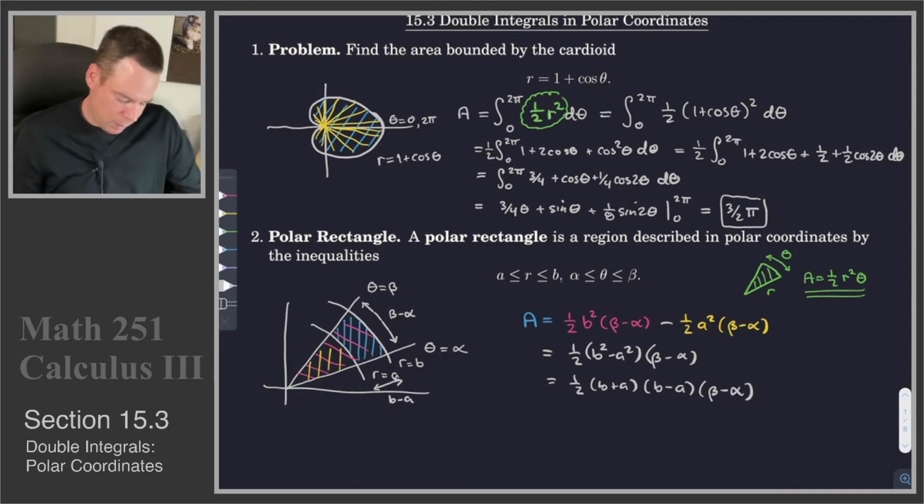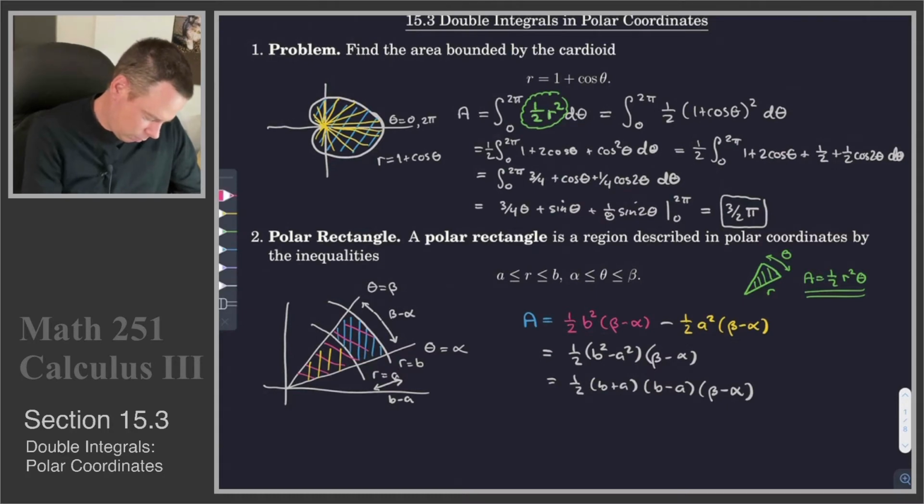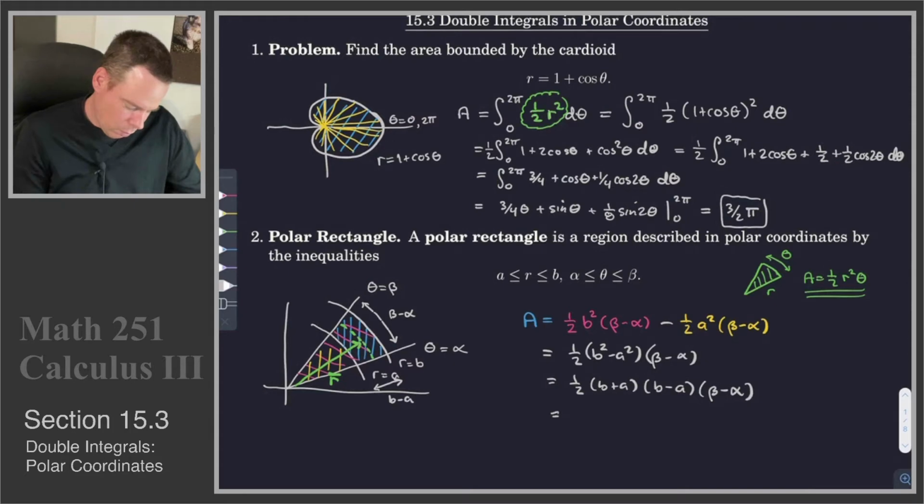What is 1/2 (b plus a)? Well, (b plus a) divided by 2 is just the average radius. So that's the average radius, which maybe I'll put in a color here. We'll call that r bar for the average radius. So this formula can simplify down to 1/2 (b plus a), that's really just the average radius. b minus a, that's just the change in the radius. And beta minus alpha, that's just the change in theta. So that's our area of this polar rectangle.